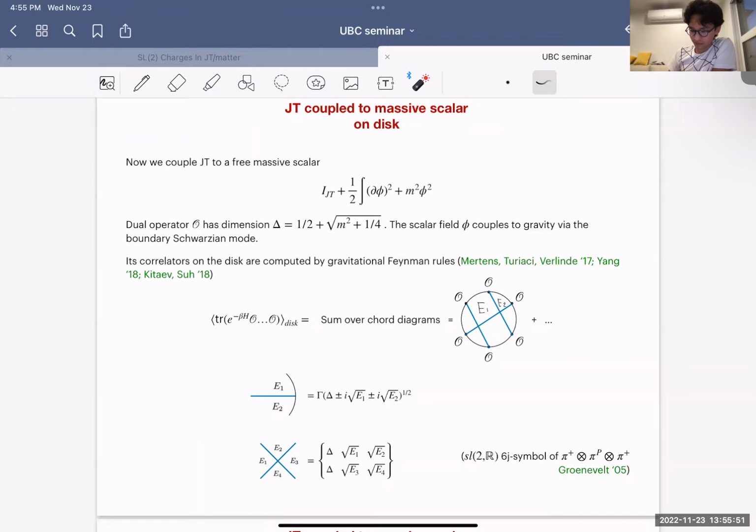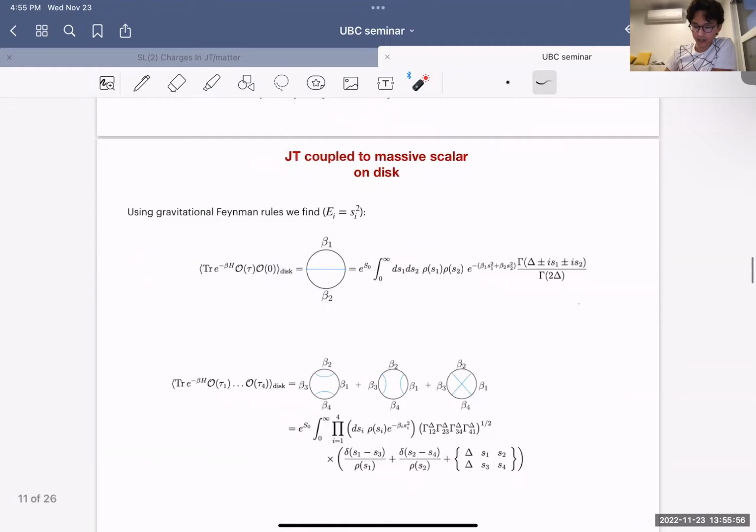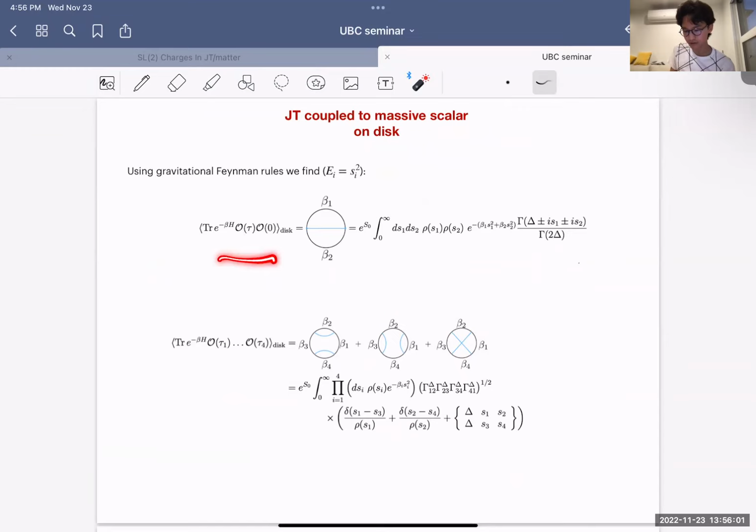So now let's practice. The two-point function, so we just have one chord diagram. We have two of these three-point vertices. So we have two factors which combine just in one in these gamma functions. Well, and then if you want to go to real Euclidean time, you also need to integrate with the standard factors of exponentials and densities of states and in a standard way.